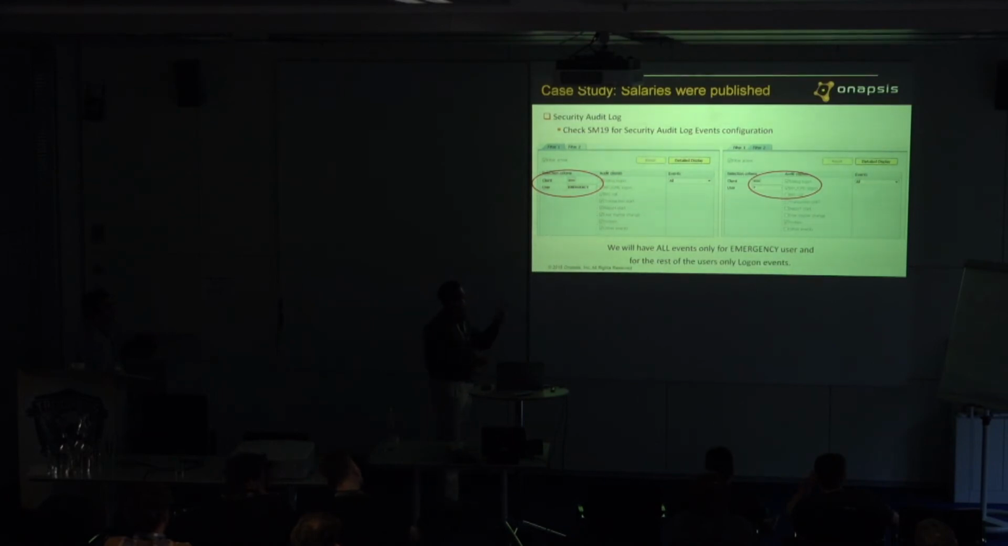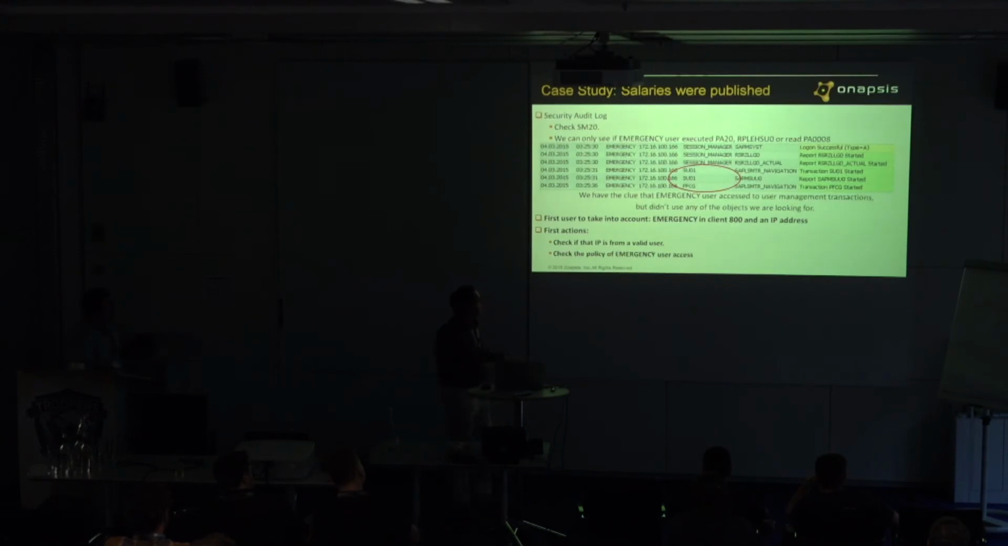In this case, we have two filters. In the first case, we're going to see all the events for the emergency user in this client. And in the other filter, we will see only logon events from any user. So if the emergency user did something, we are going to see it. If it was another user, probably not.